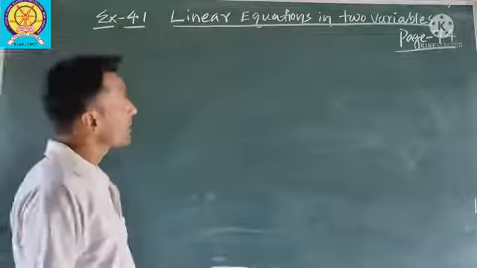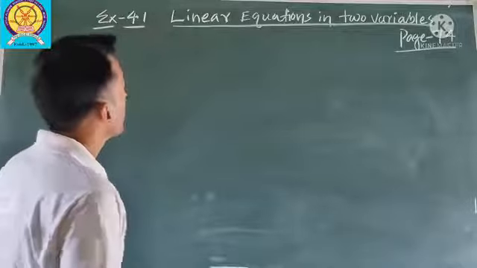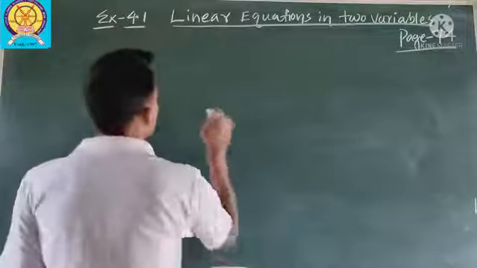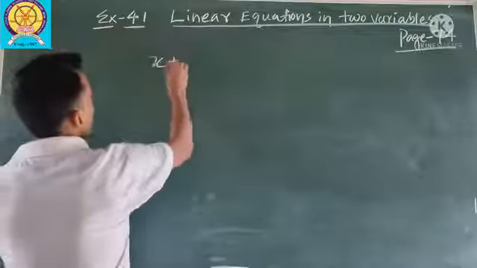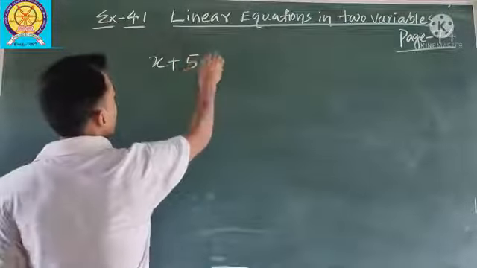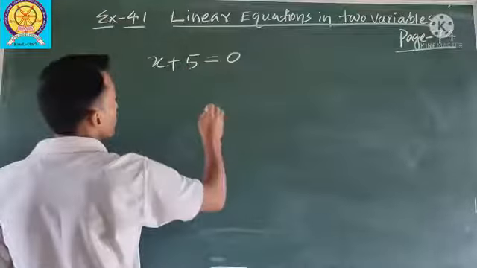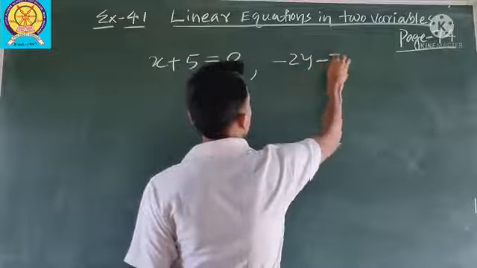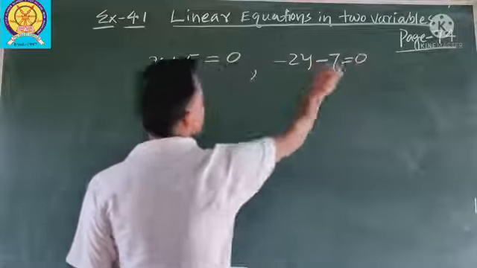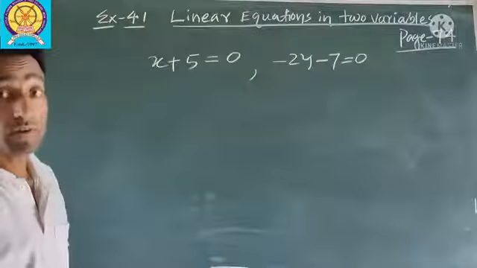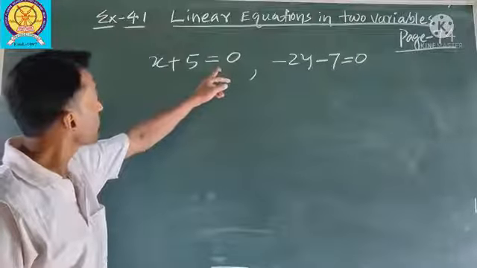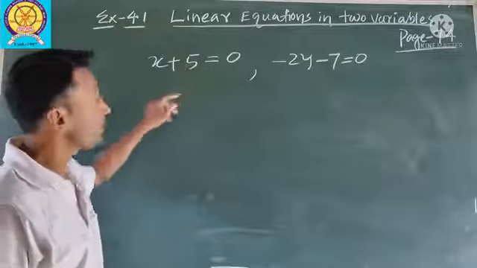So in earlier classes you have got linear equation in one variable. You remember linear equation in one variable: x plus 5 is equal to 0. For example, minus 2y minus 7 is equal to 0. This type of linear equation you have got in the earlier classes. So this type of equations is called linear equation in one variable.